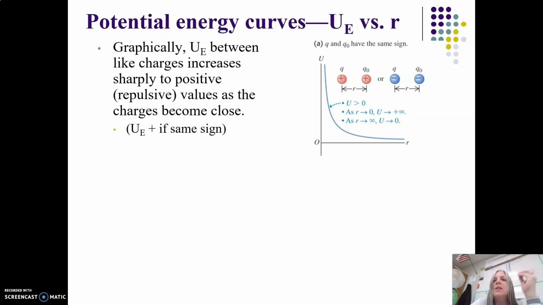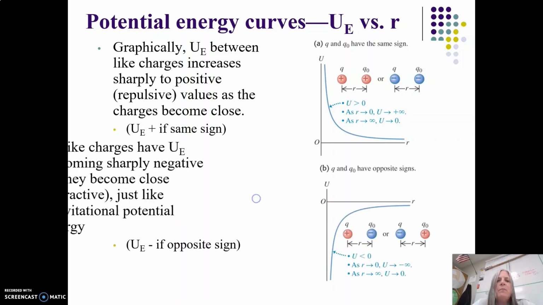Because we use the sign of the charges, if we have like charges, so two positives, the electric potential energy is going to be positive. Two negatives, negative times negative is a positive. Because the electric potential energy is proportional to 1 over r, the farther I get away, the smaller the electric potential energy is going to be. So we're going to see that inverse curve.